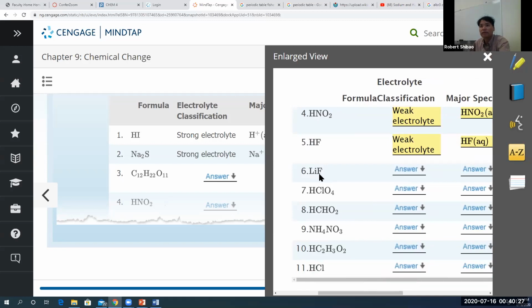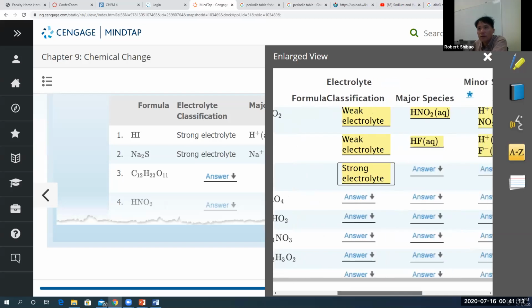Okay, LiF is lithium fluoride. And so is lithium fluoride soluble or insoluble? Okay, we have to look at the solubility rules. It's an ionic compound, and so we look first for the cation. If the cation is group 1 or ammonium, then it's soluble. Well, lithium is in group 1. The alkali metals are group 1. So this is soluble. If it's soluble, does it break apart? Well, it's a soluble salt. Soluble salts are strong electrolytes. So lithium fluoride is a strong electrolyte.